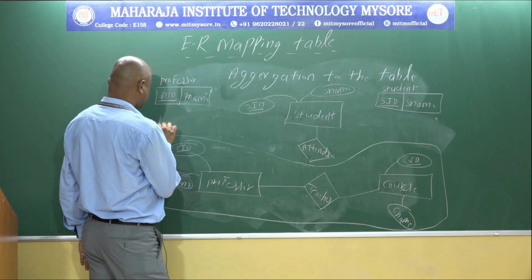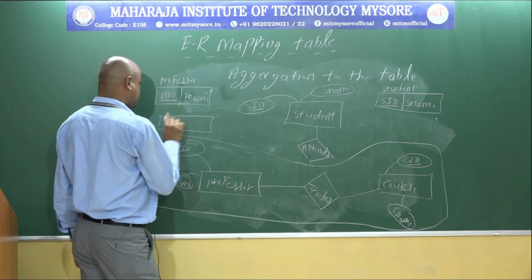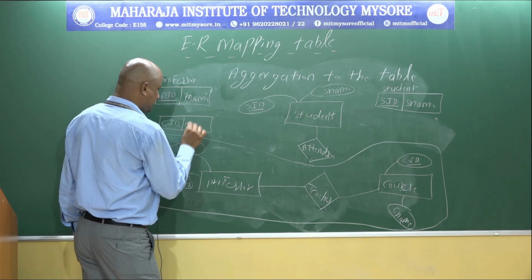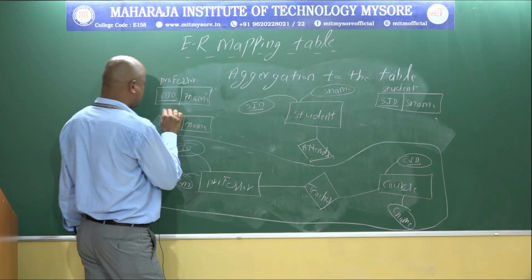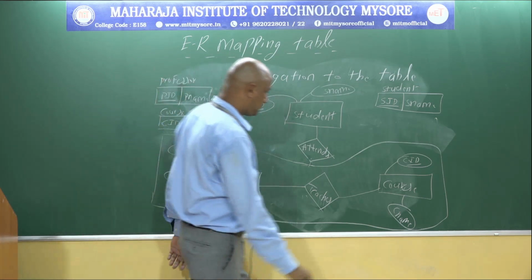Then I have course. So the course table has course ID and course name. That is the course table, right?